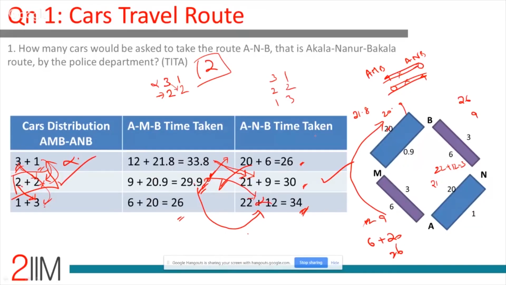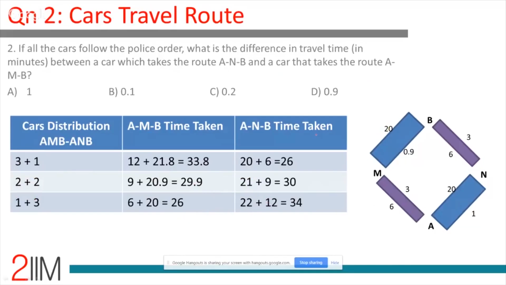Okay. So the next one. If all the cars followed the police order, what is the difference in travel time between a car that takes A and B and a car that takes A and B? This is the police order. A and B would be 29.9 minutes. A and B is 30 minutes. Difference is 0.1 minutes.